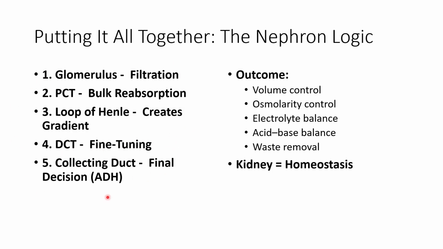So the outcome of all this is volume control, osmolarity control, electrolyte balance, acid-base balance, and waste removal. Thus, the function that the kidney has is basically done through urine, and that is homeostasis. Now we will try to learn a little more in depth.